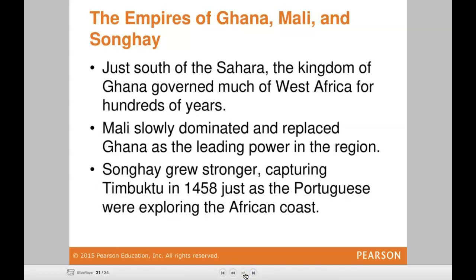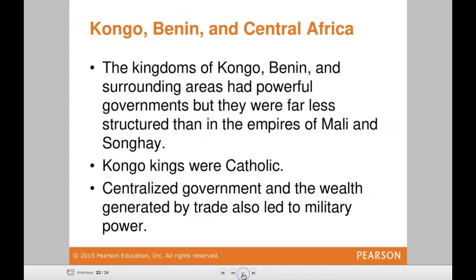And just south of the Sahara, the Kingdom of Ghana governed much of West Africa for hundreds of years. Mali slowly dominated and replaced Ghana as the leading power in the region. Songhai grew stronger, capturing Timbuktu in 1458, just as the Portuguese were exploring the African coast. It should be noted here that yes, Africans were able to understand the value of their resources, but as far as their interconnectability to international markets for the time, they were rather primitive.